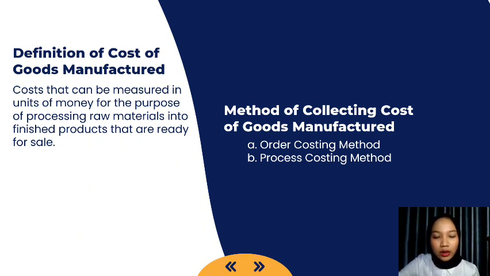The method of collecting the cost of production can be grouped into two methods. One, order costing method. The order cost method is a method of collecting the cost of goods, where costs are collected for each order or contract or service separately, and each order or contract or service can be separated from its identification. Two, process costing method. The process cost method is a method of collecting the cost of goods, where costs are collected for each specific unit of time, for example, month, quarter, semester, and year.